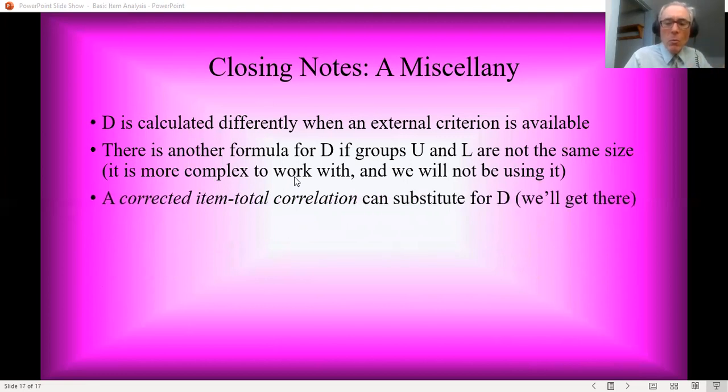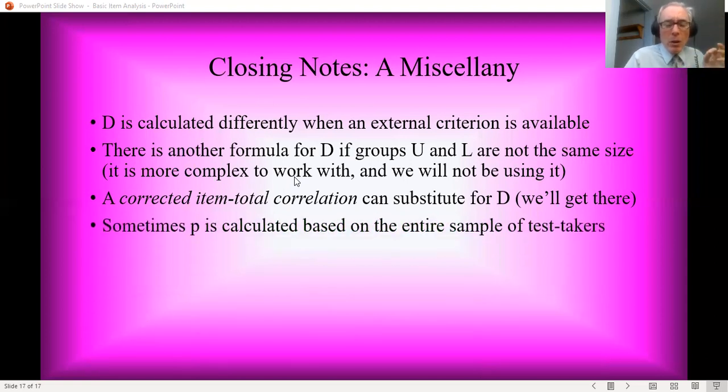As we move ahead and study reliability and internal consistency, you'll realize that we can actually use something called a corrected item total correlation instead of the old D statistic, and many tests nowadays will do that. And if you have access to statistical software, it's pretty easy to generate. The results will be pretty comparable, almost identical really, in terms of which items you keep versus discard or modify.